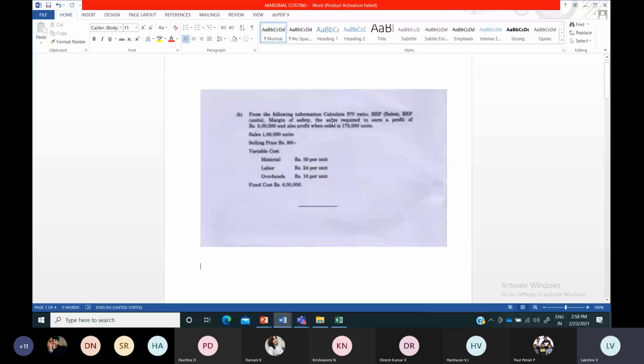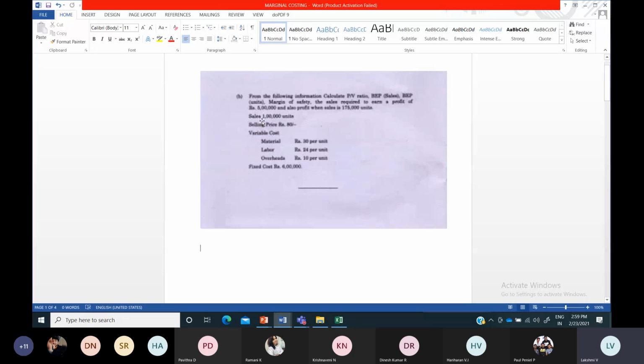Then the sales required to earn a profit of 5 lakh. So the required sales, you have to find out. Profit they have given us 5 lakhs here. Okay, you have to find out required sales. And also profit when sales is 1,75,000 units. So sales units they have given, you have to find out the profit here. Okay, you have to find out the profit.